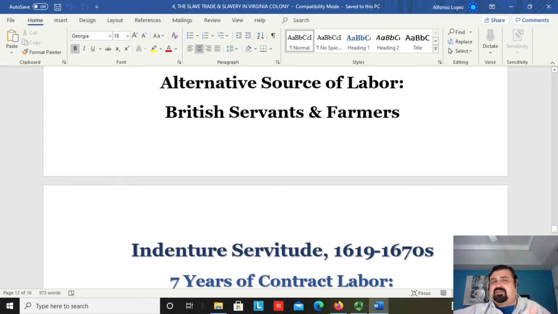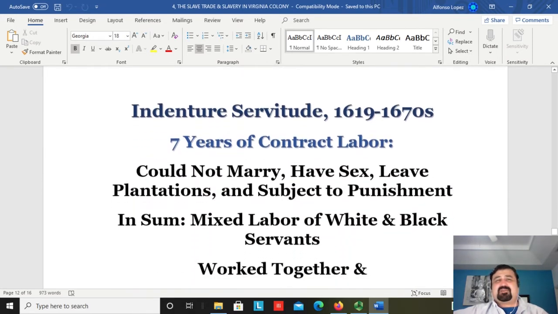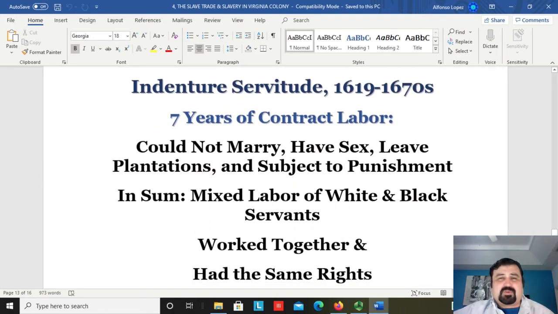So what the British planters are going to say is, let us craft a labor system that will be very attractive to the British servants and the farmers, a labor system that became known as indenture servitude. This is a very different labor system from slavery, by the way. Indenture servitude: they're servants, but they're servants that are trying to pay back a debt. That's what an indenture servant is. They're indebted, in other words, indebted servitude, in debt.